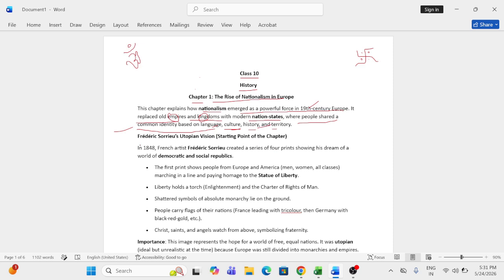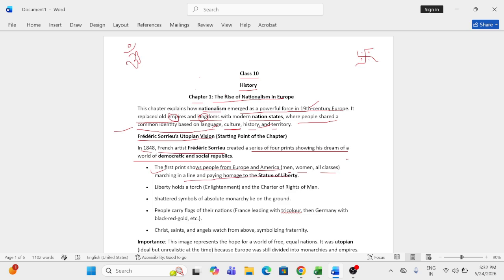Now, Frederick Sorrieu's Utopian Vision. In 1848, French artist Frederick Sorrieu created a series of 4 prints showing his dream of a world of democratic and social republics. The first print shows people from Europe and America, men, women, all classes, marching in a line and paying homage to the Statue of Liberty.